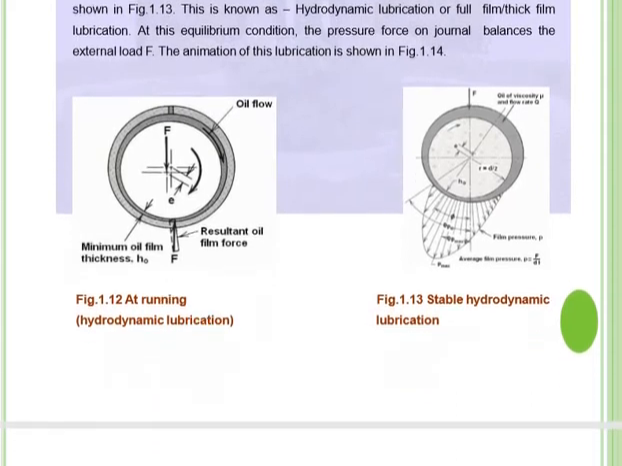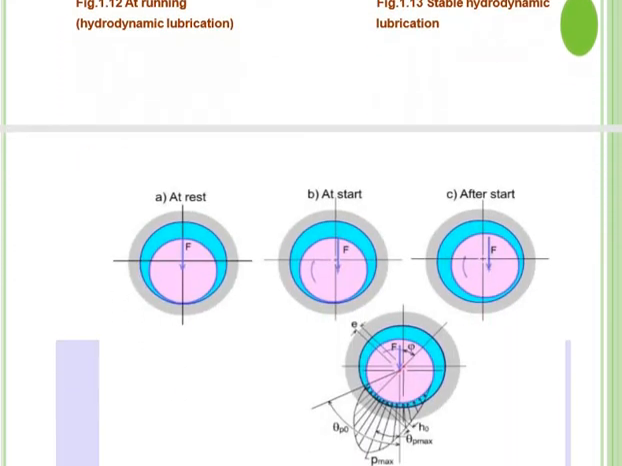Now we can observe how the hydrodynamic journal bearing is at rest, and how the film thickness will be there. The film thickness I am showing in blue shade, the journal in rose, and the outer one is the bearing. So that is at rest. After at rest, how both are going to be rotating. Over there we are applying the axial load at the center.